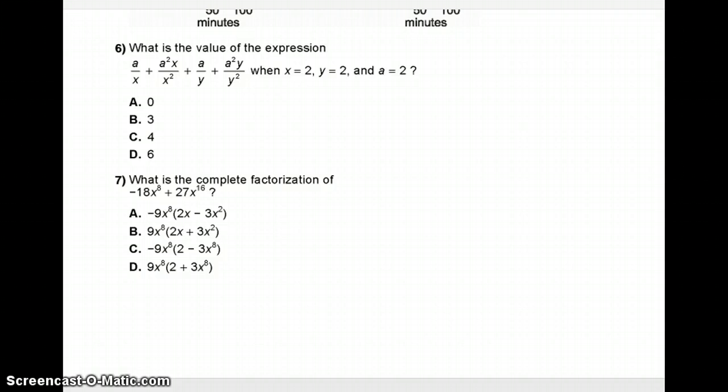Number 7, what is the complete factorization of -18x to the 8th plus 27x to the 16th?